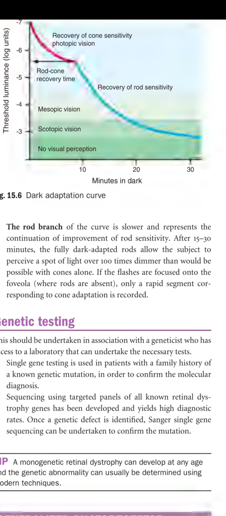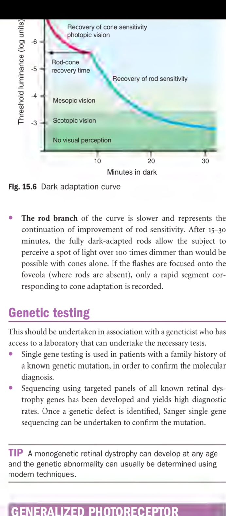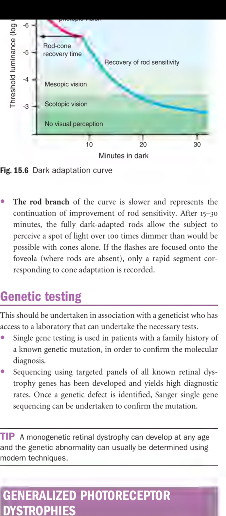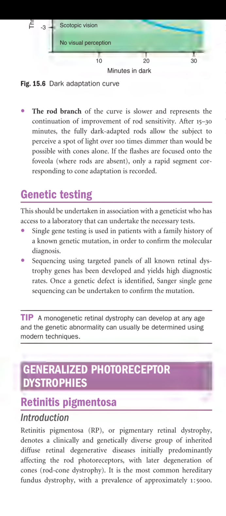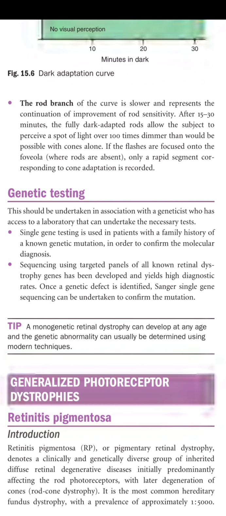The rod branch of the curve is slower and represents the continuation of the improvement of rod sensitivity. After 15 to 30 minutes, the fully dark-adapted rods allow the subject to perceive a spot of light over 100 times dimmer than would be possible with cones alone. If the flashes are focused on the fovea, where the rods are absent, only a rapid segment corresponding to cone adaptation is recorded. So then next is genetic testing, which can be used to detect retinal dystrophy.